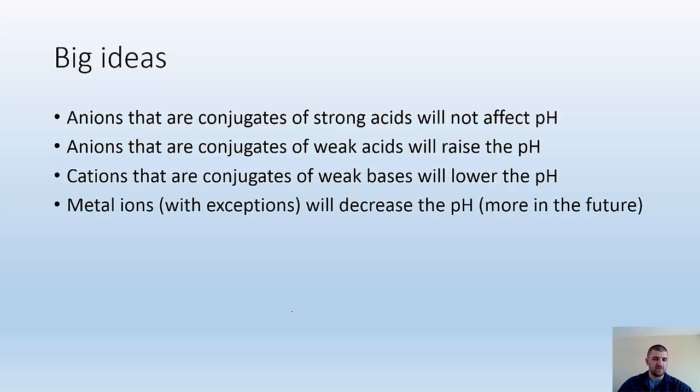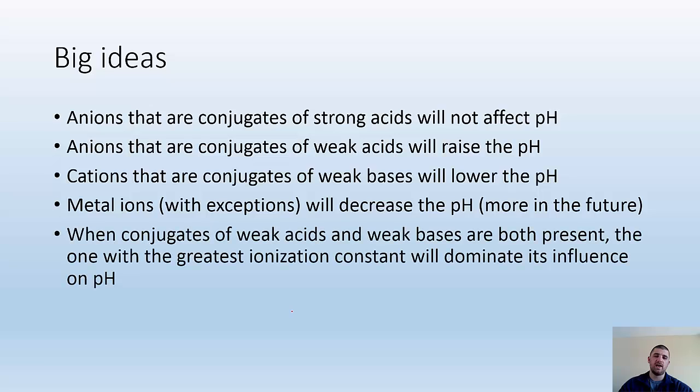Metal ions with exceptions will decrease the pH, and we'll talk more about that in the future, so not really too much concern right now. And when conjugates of weak acids and weak bases are both present, you got to look at which one has the greatest constant because it will dominate its influence. If you have a stronger acid than you do a base, it's going to make it more acidic.